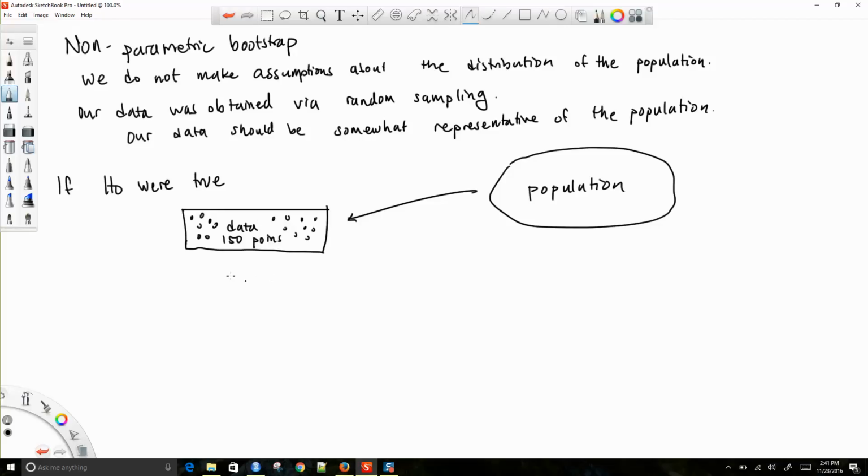So basically what we do is we sample from this with replacement. We will sample 150 points with replacement from our data. Sampling with replacement is effectively taking our sample of 150 data points and making an infinite number of copies of it. And we're saying that's my population, and I'm drawing data points from that. Does that kind of make sense?